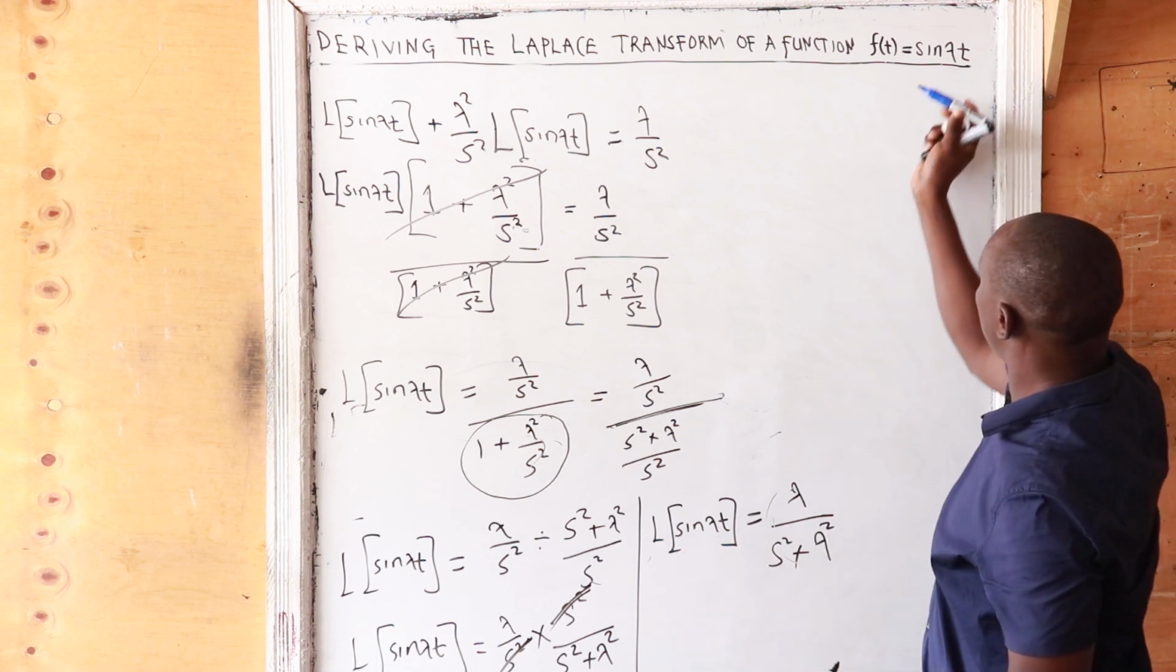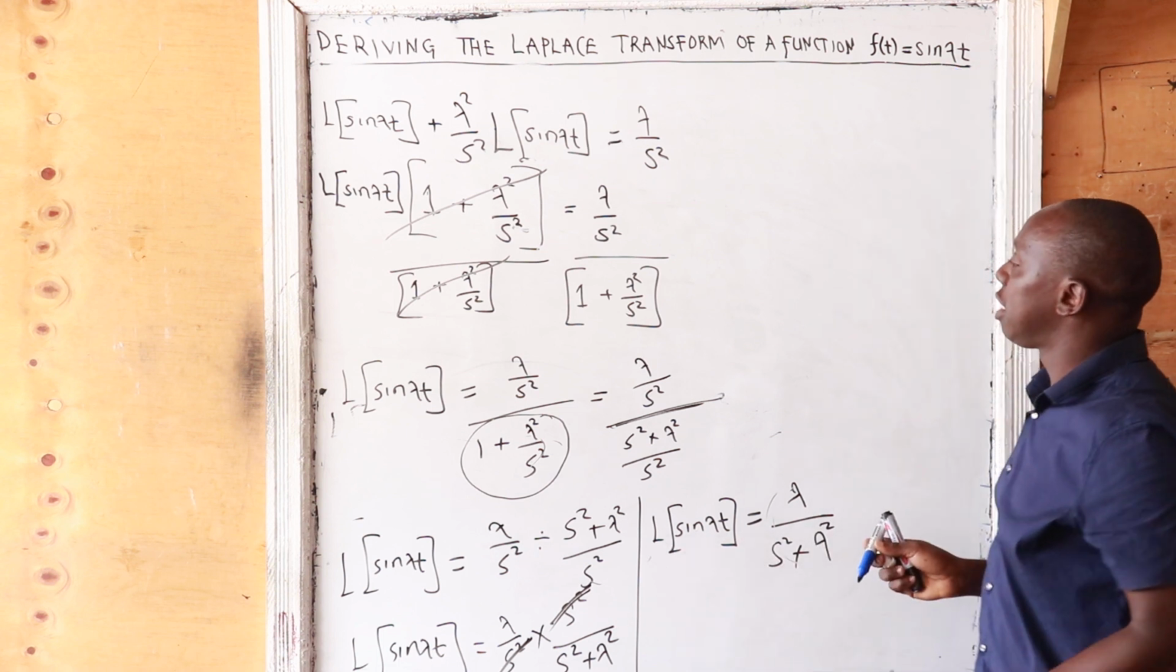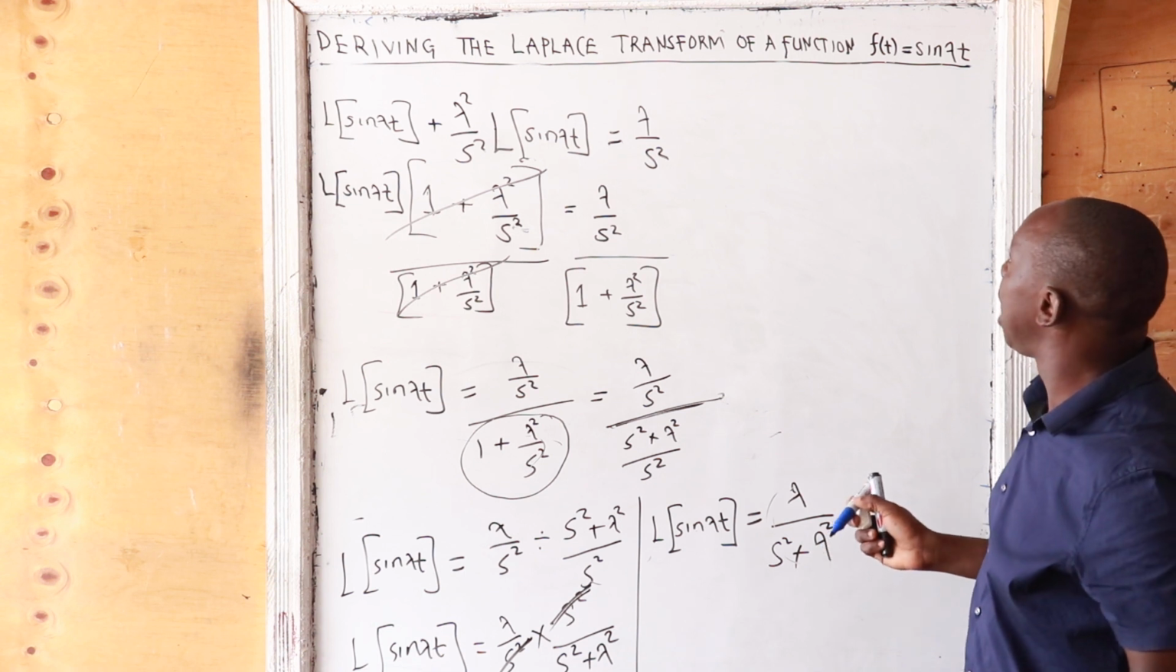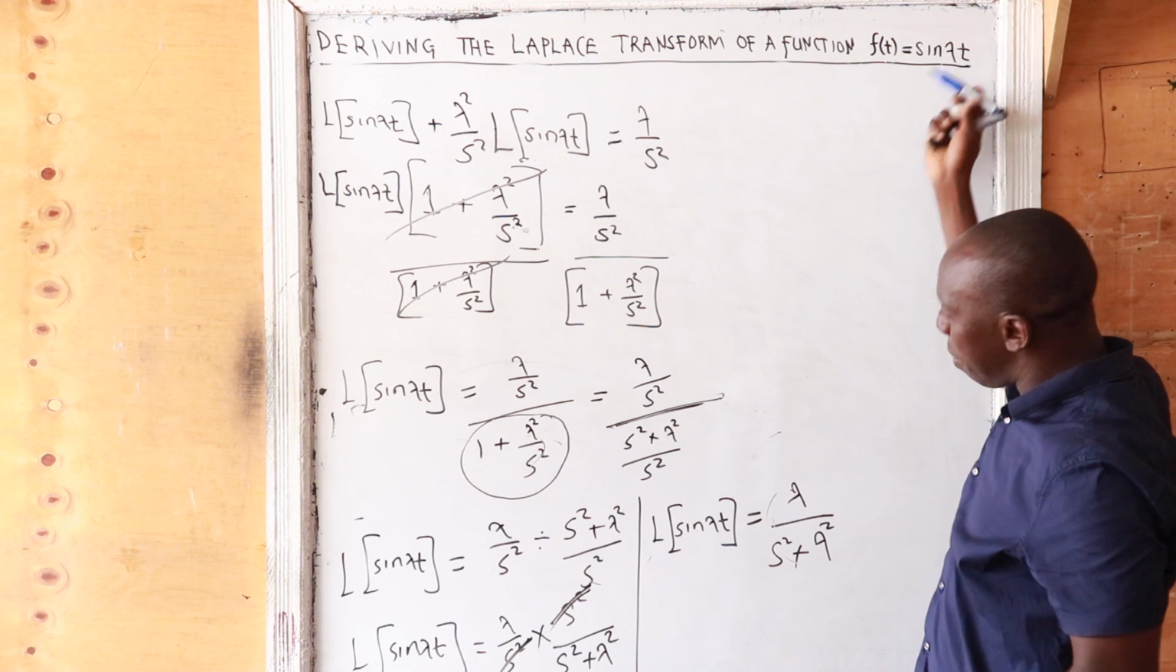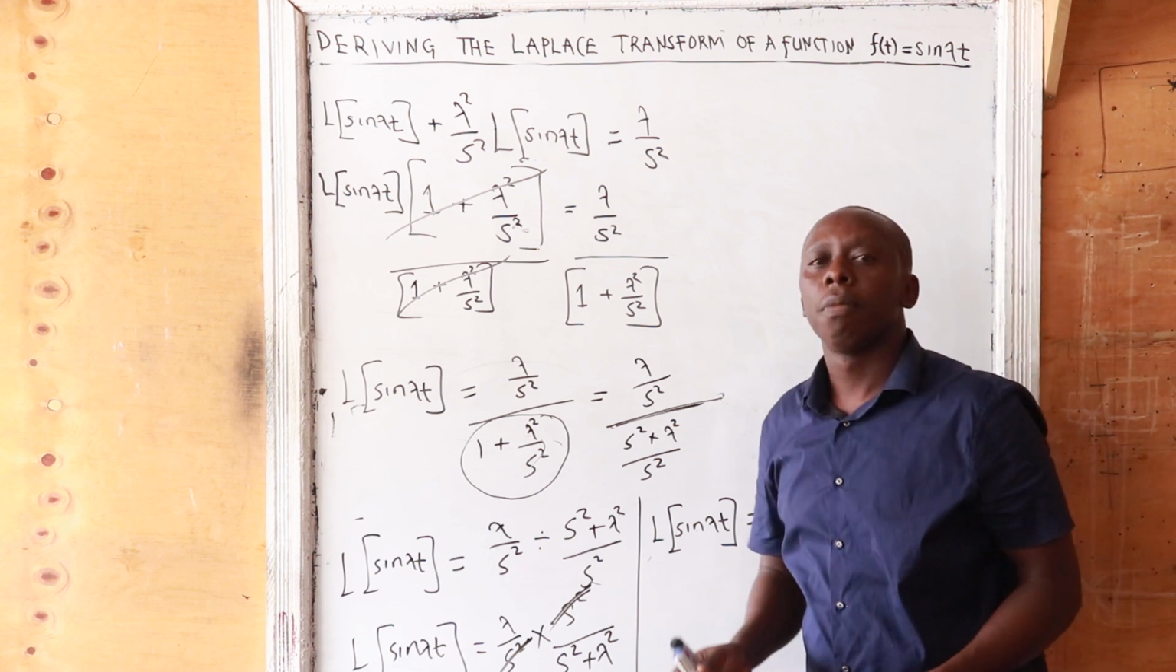That is how we derive the Laplace transform of a function f of t equals sine lambda t. In the next lecture, we are going to derive the Laplace transform of a function f of t equals cos lambda t.